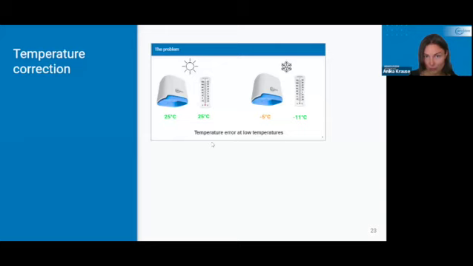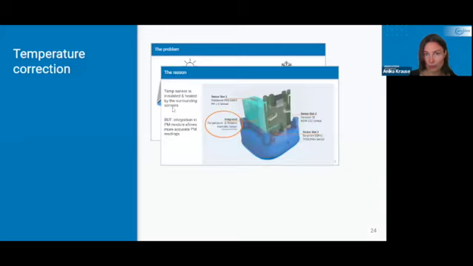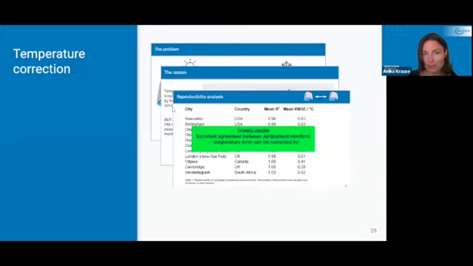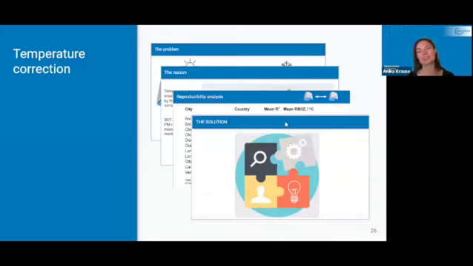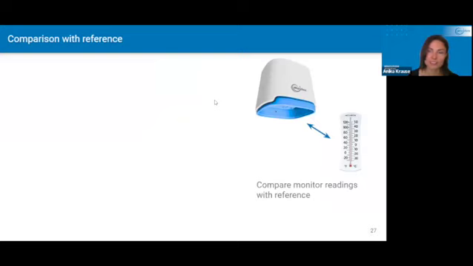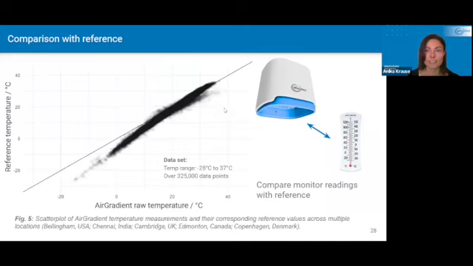So now we know the problem. We know the reason. We know that it can be corrected for. So we finally can now get to the solution. So how can we correct for it? The next step is to, instead of comparing the AirGradient monitors with each other, compare them with reference instruments. And I did that.